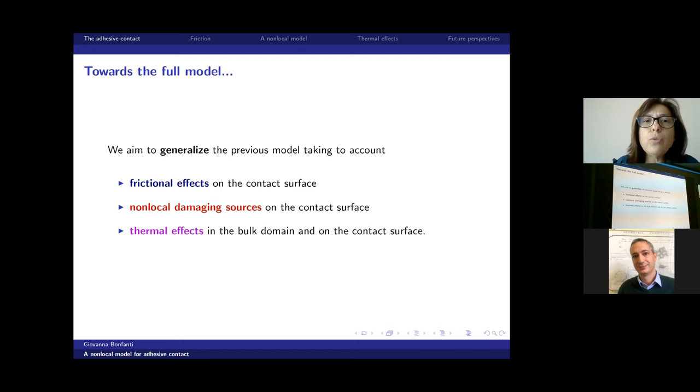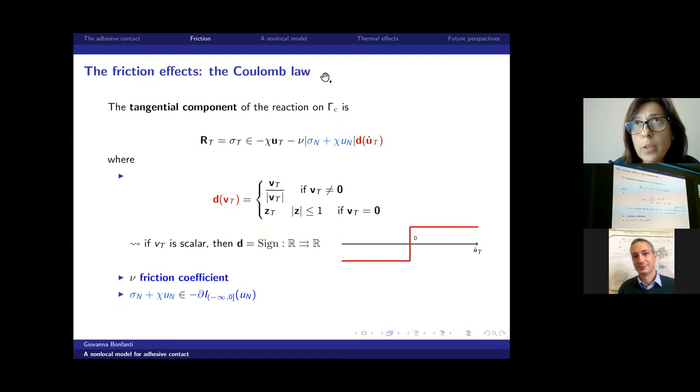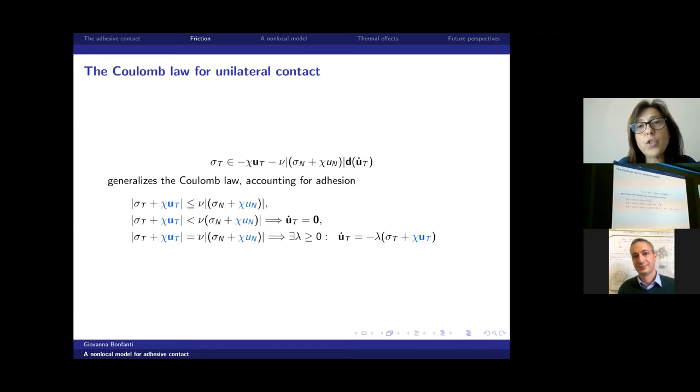The first point is how to encompass friction into the model. We essentially use the Coulomb law for friction. So the tangential component of the reaction is modified in this sense. This was the previous expression, and we have to add another term accounting for friction. Mu is the friction coefficient. This D is a maximal monotone operator of this type. To simplify, we can think of the sign operator. This is an equivalent way to write the Coulomb law for friction, accounting, of course, for adhesion.